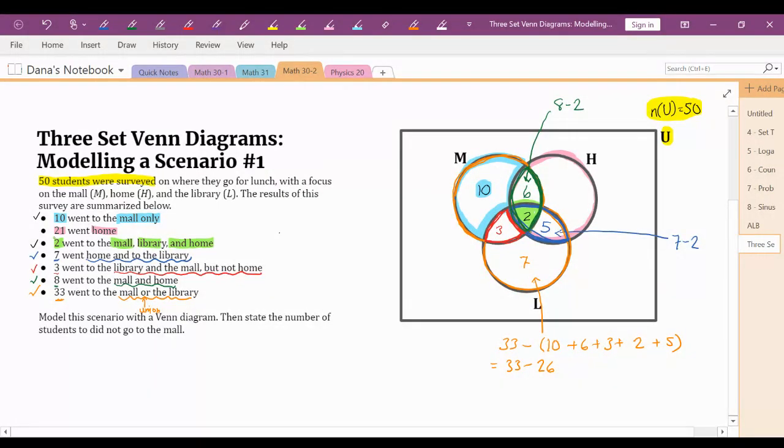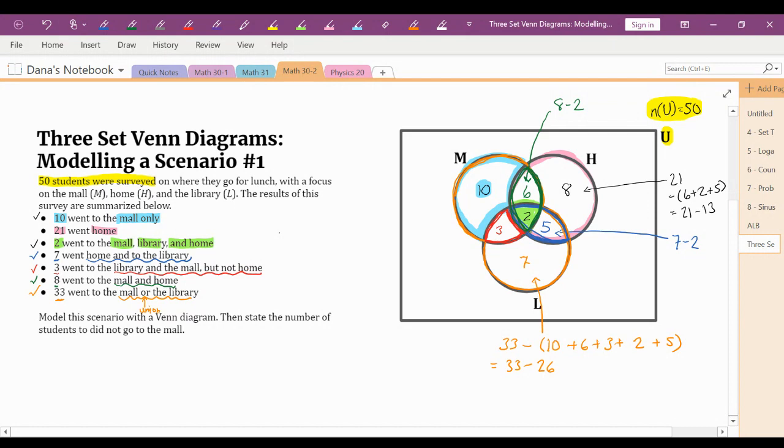I have another statement still that I have to come back to. 21 went home. I can use that statement now because I have the other 3 regions filled in the home circle. So now I can say 21 minus the 6, the 2, and the 5, 21 minus 13, which gives me 8.